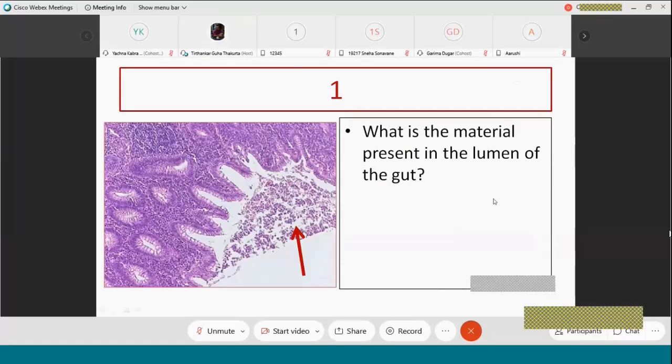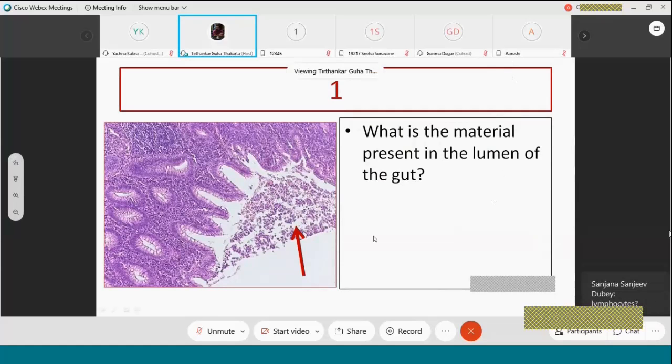So, try this. This is a gut, large gut. But what is this material that has been pointed with an arrow? What is that kind of material that is present? Think carefully. It's a heterogeneous material with multiple dots and hyaline substances. It's almost like some particles in a fluid. It's very good. This is pus or exudate. That means dead WBCs mixed with some proteinaceous fluid.